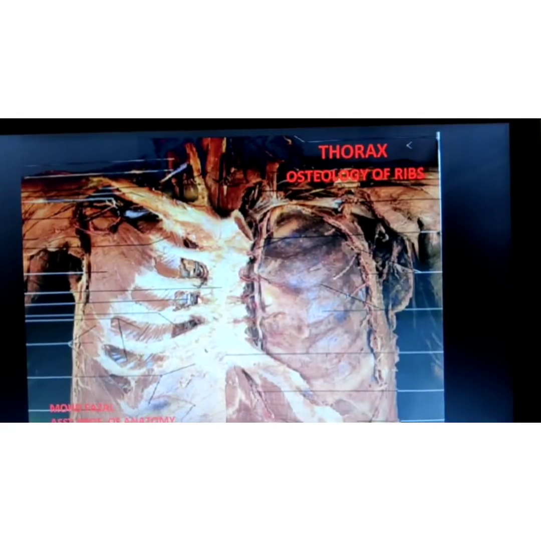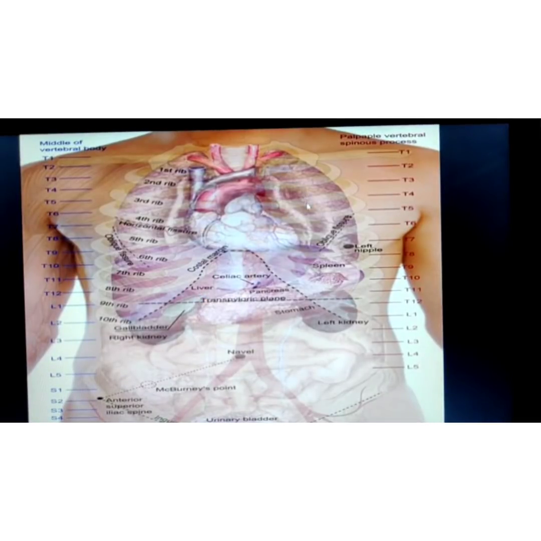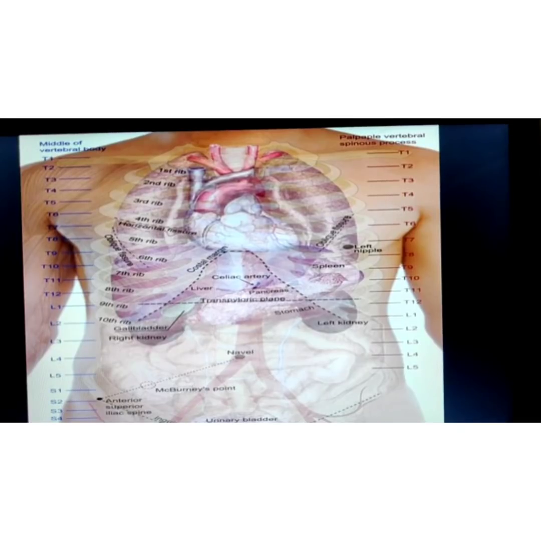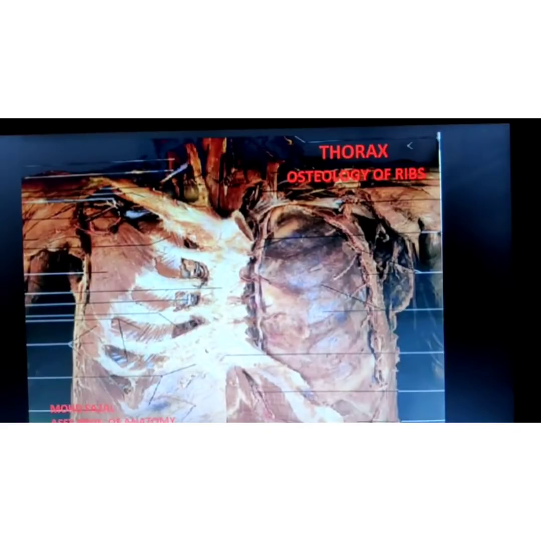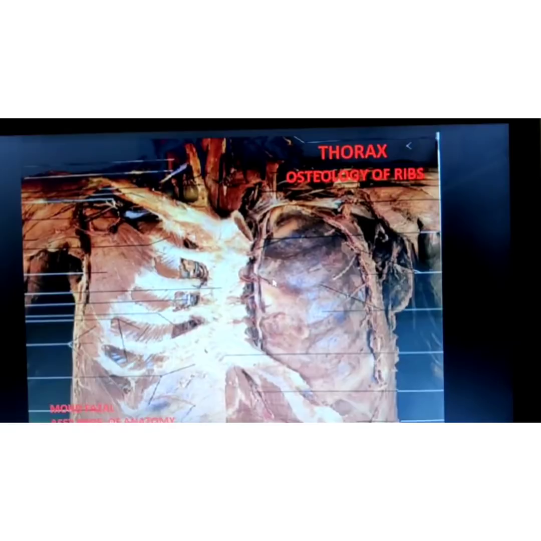Now, the thoracic cage consists of 12 thoracic vertebrae, which are located posteriorly, and 12 pairs of ribs, which articulate with the thoracic vertebrae posteriorly, and the sternum, also known as the breastbone, and we also have the flexible costal cartilages, which unite the ribs to the sternum or to each other.